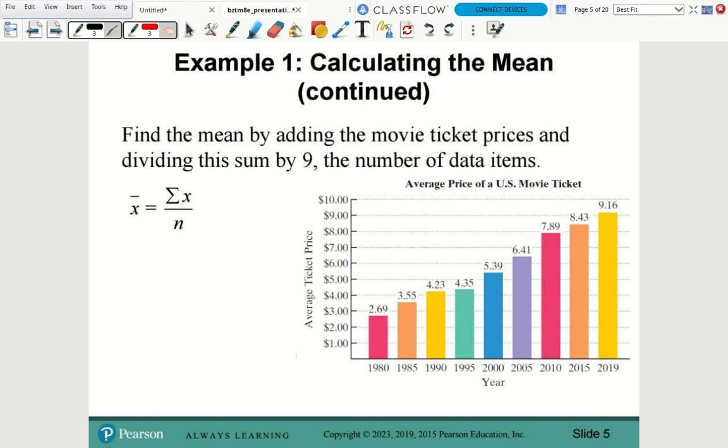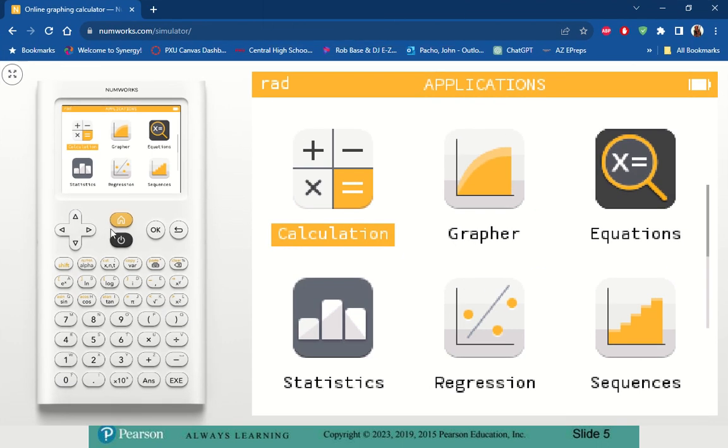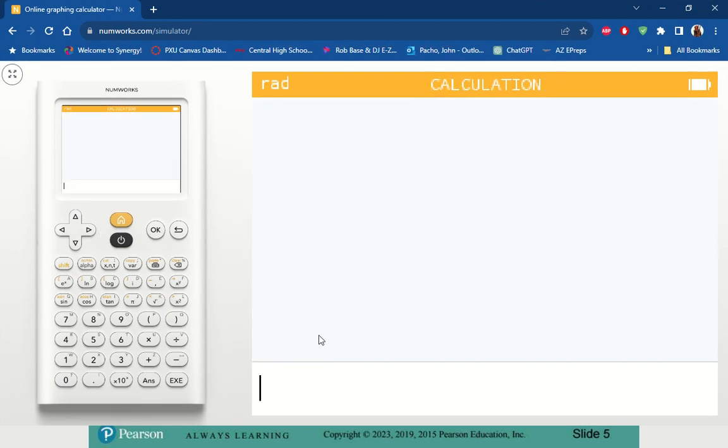Okay, so here we go. I'm bringing up my NumWorks. Let's go to calculations. So help me out because I'm not looking at the page. What was the first number? 2.69. Yes, sir. Okay, plus? 3.25. Plus? 4.33. Plus? 4.35. 5.39. Unless I did it wrong. 5.39? Yeah.